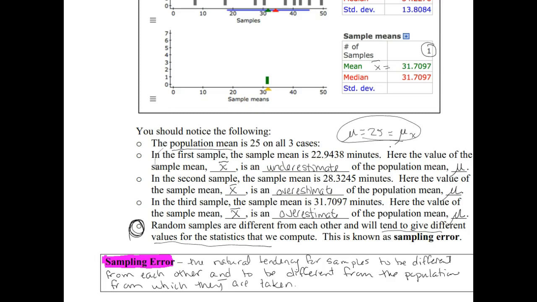So the sampling error is the natural tendency for samples to be different from each other and to be different from the population from which they are taken.